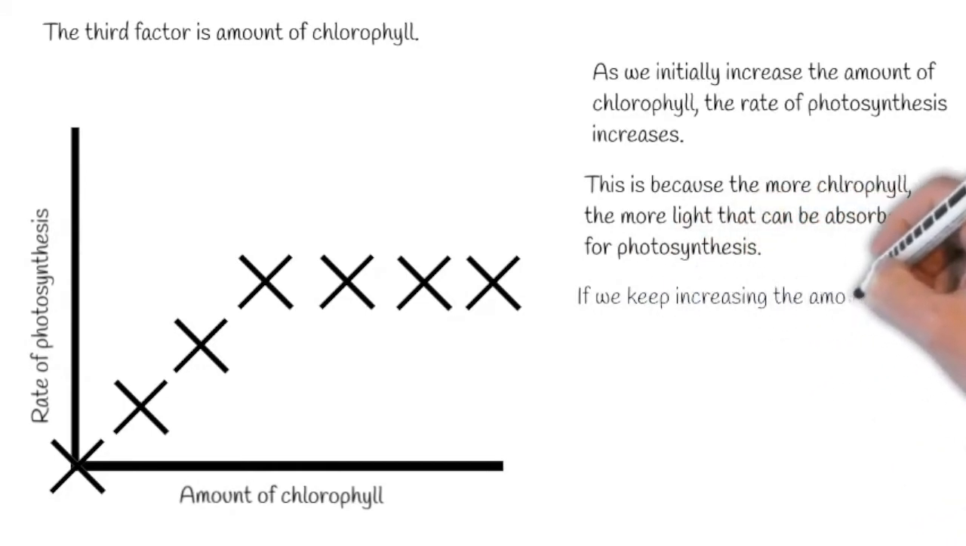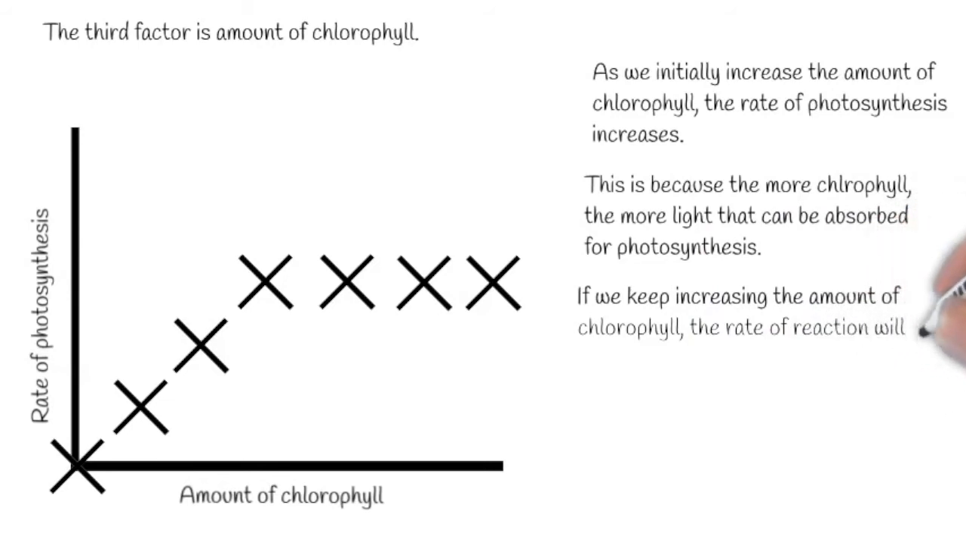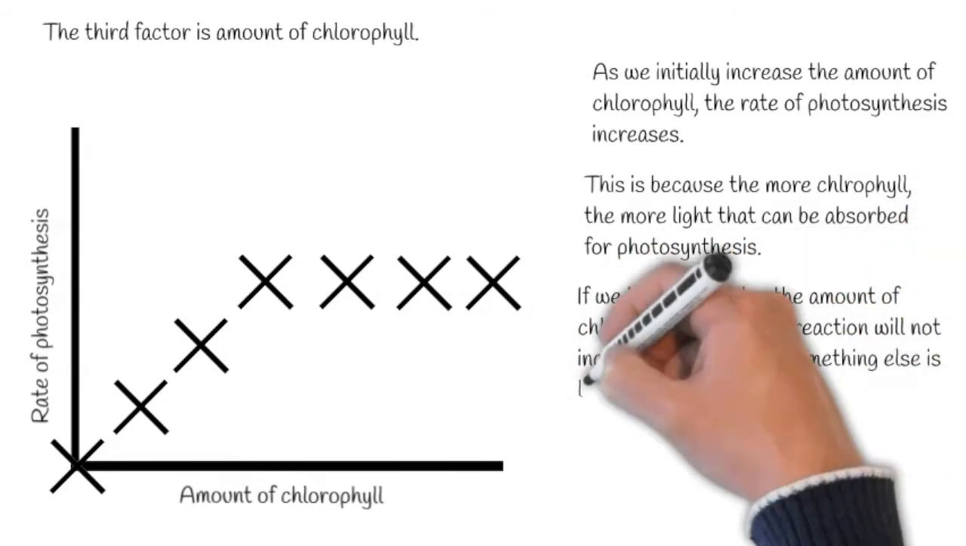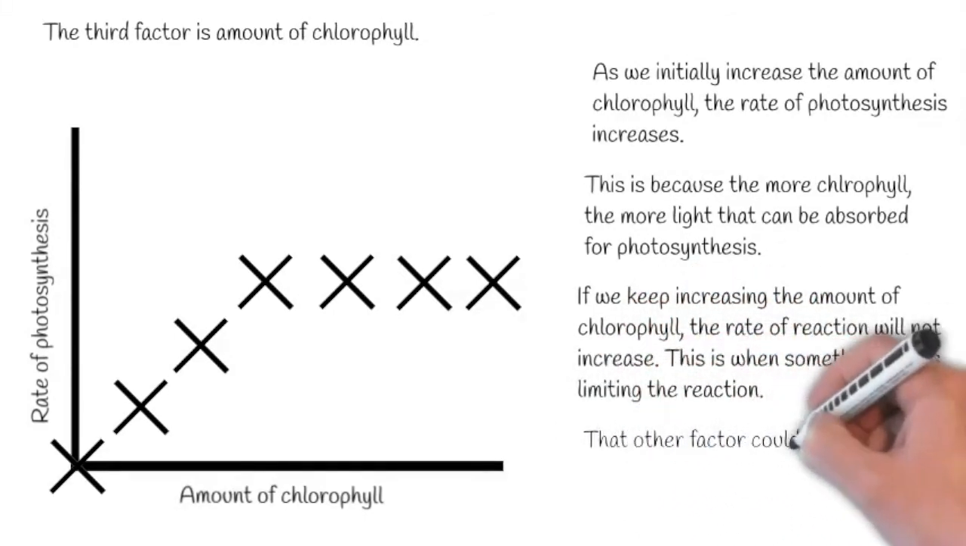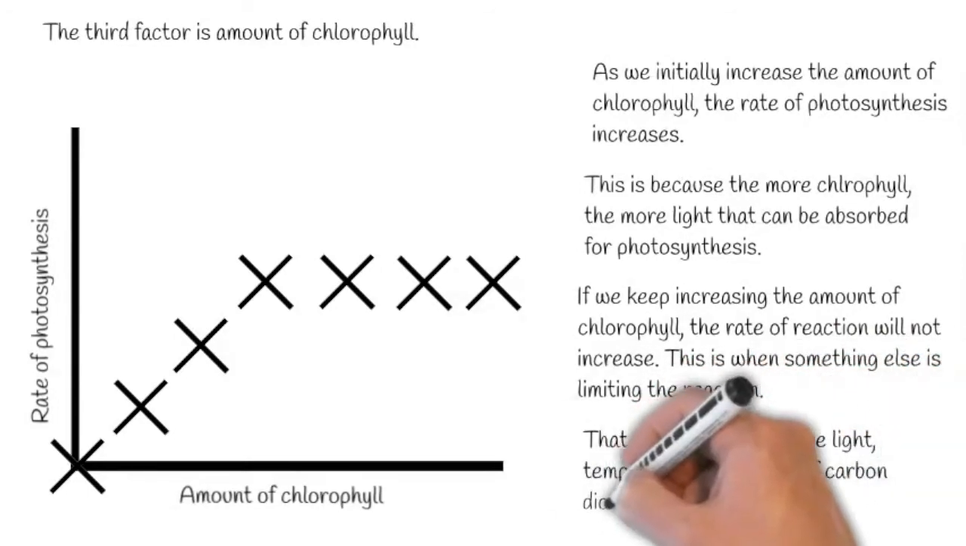If we keep increasing the amount of chlorophyll, the rate of reaction will not increase. This is when something else is limiting the reaction. That other factor could be light, temperature, or amount of carbon dioxide.